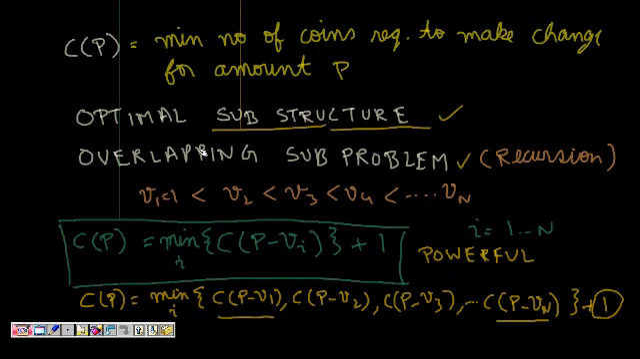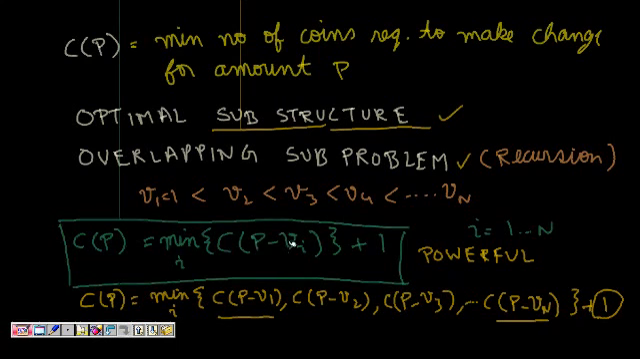So this is one criterion, and another is overlapping subproblems. So basically recursion: we should be able to present the problem as a relation with the smaller subproblems. So we should have some recursive equation. So here, if we wanted the minimum number of coins for amount P, that we can obtain using what we have.